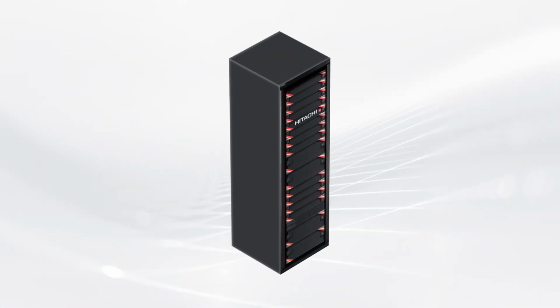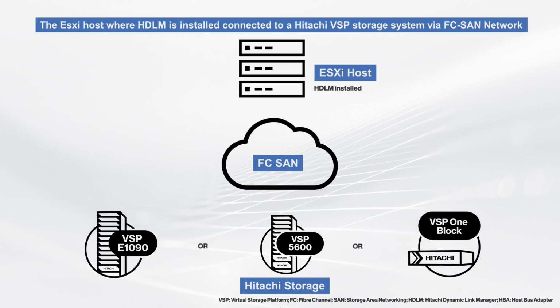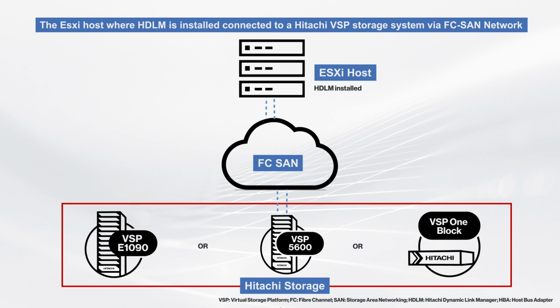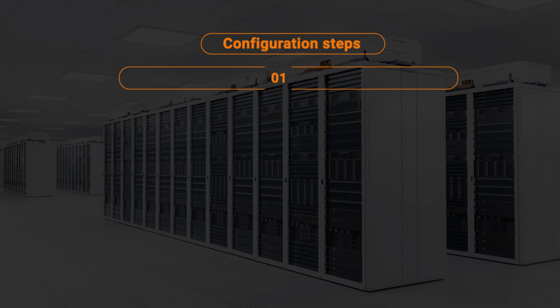In this video, we'll show you how to configure HDLM on the VMware ESXi host. In this setup, we'll use the ESXi host, where HDLM is installed, and a Hitachi VSP storage system is connected via FC SAN. A typical workflow for configuring HDLM involves the following steps.